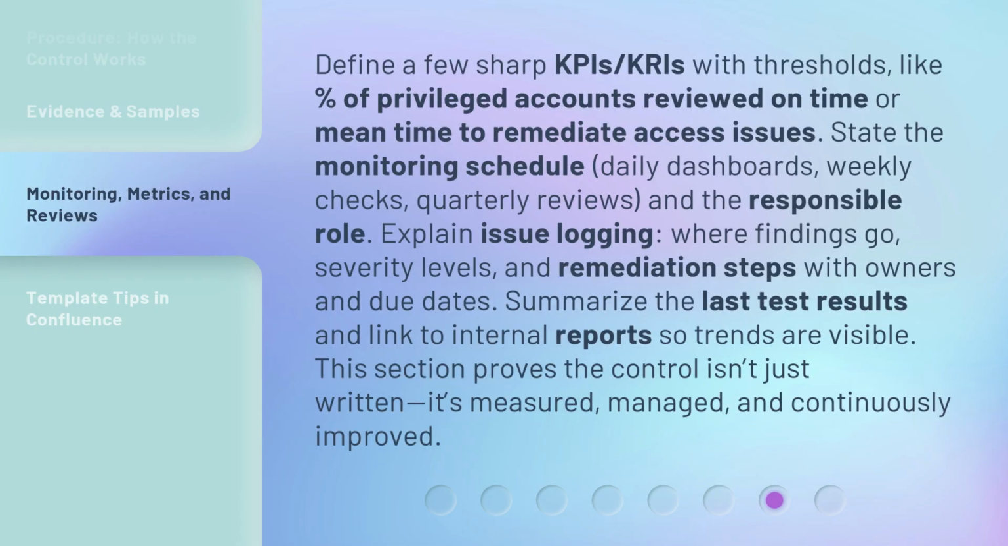Define a few sharp KPIs and KRIs with thresholds, like percent of privileged accounts reviewed on time, or mean time to remediate access issues. State the monitoring schedule: daily dashboards, weekly checks, quarterly reviews, and the responsible role. Explain issue logging: where findings go, severity levels, and remediation steps with owners and due dates. Summarize the last test results and link to internal reports so trends are visible.